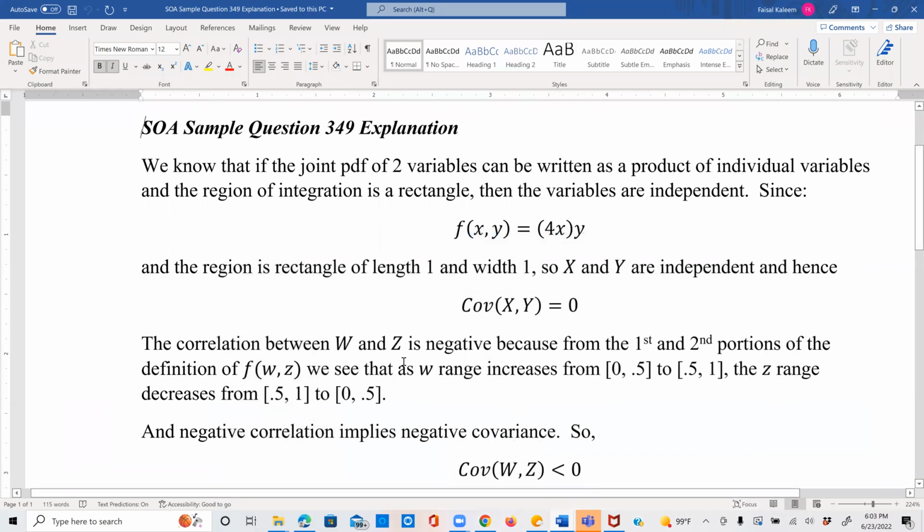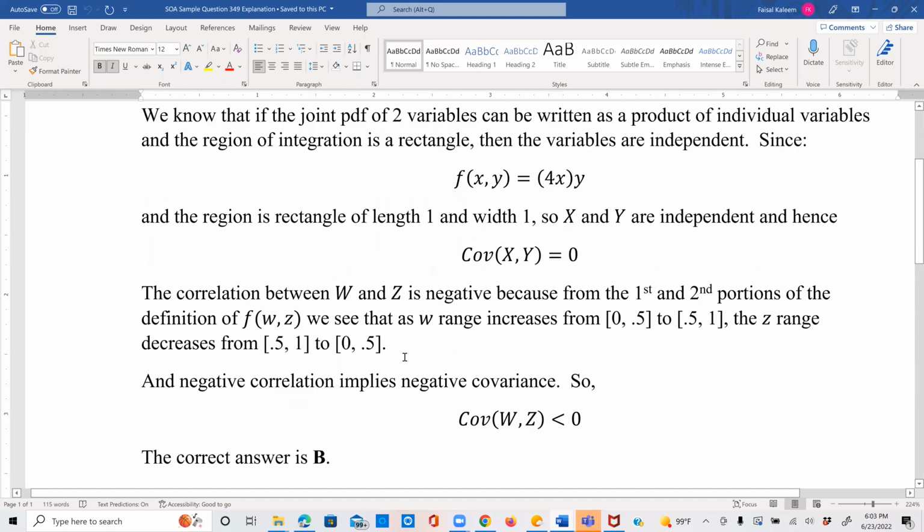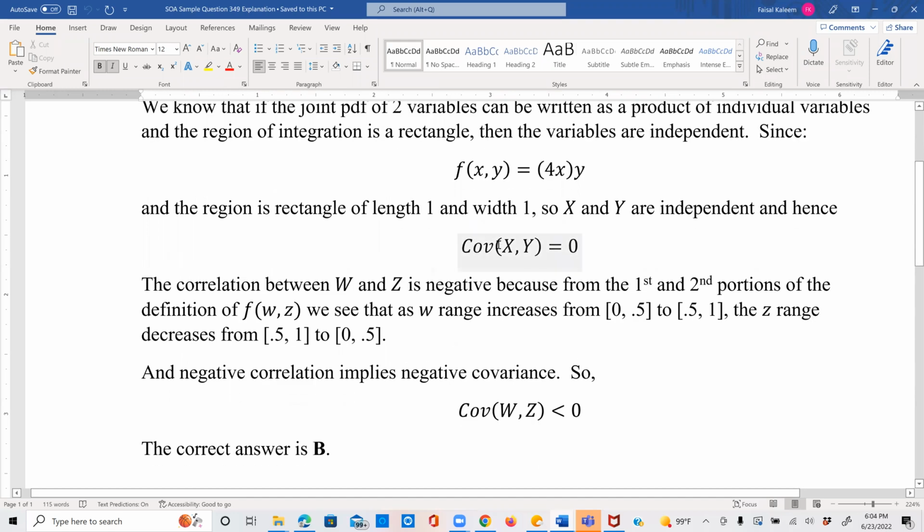So the correlation coefficient is negative, and when the correlation coefficient between two variables is negative, their covariance is also negative. And so the conclusion is that the covariance of X and Y is 0, and the covariance of W and Z is negative, and that was choice B.